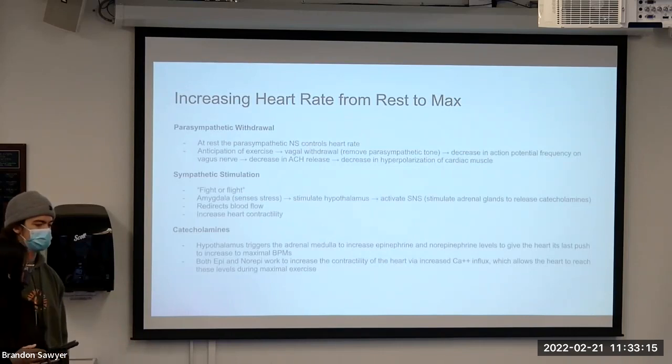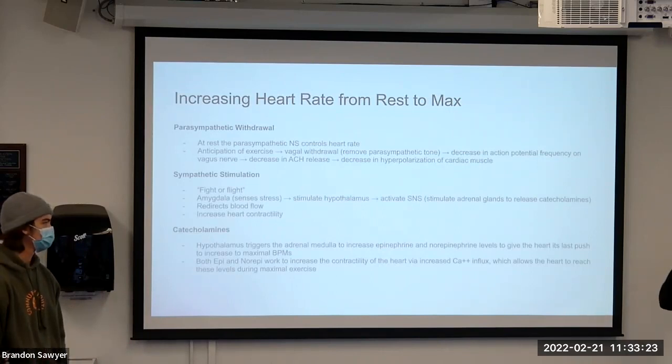On top of raising heart rate, it also increases heart contractility, increasing that force. What happens is the hypothalamus triggers the adrenal glands to increase levels of epinephrine and norepinephrine, so that the heart rate can increase to the maximum beats per minute. And those two work by increasing the contractility of the heart, by bringing calcium into the cell to allow the heart to contract.